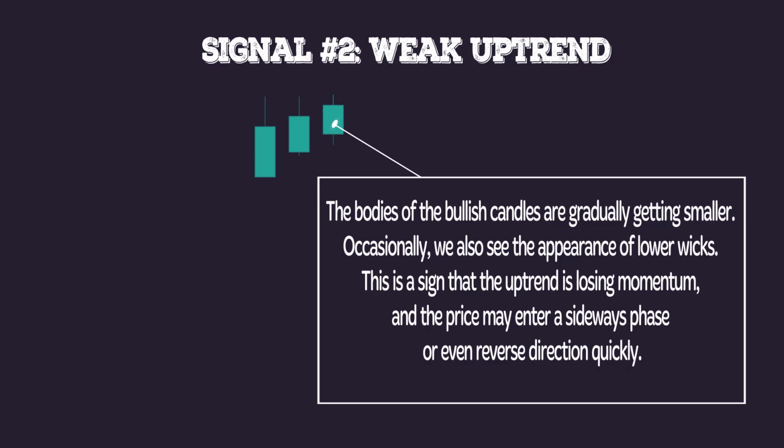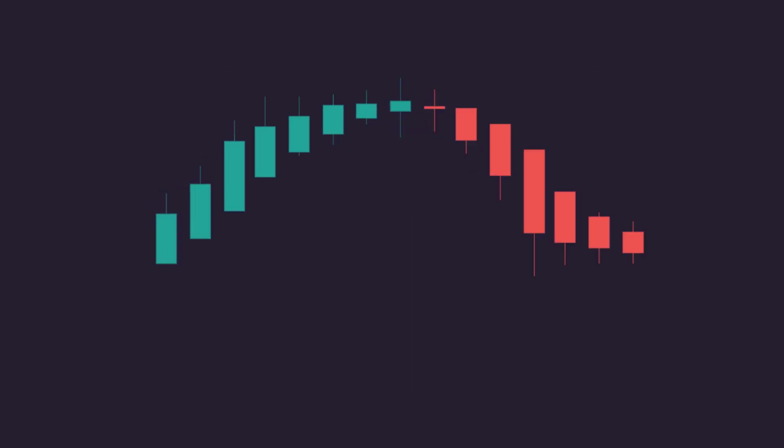Signal 2, weak uptrend. As the uptrend starts to weaken, the bodies of the green candles begin to shrink. Occasionally, we may also see the appearance of lower wicks. This suggests that the bullish momentum is fading, and the market may be entering consolidation or even preparing for a trend reversal. If you're already holding a long position, this would be a good signal to consider closing your trade.